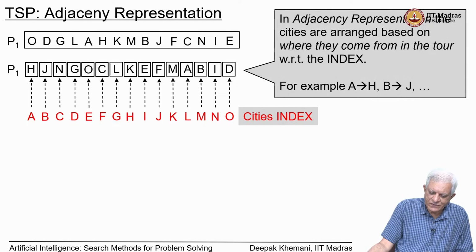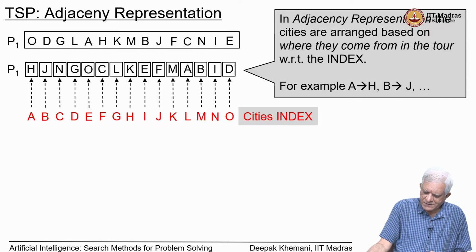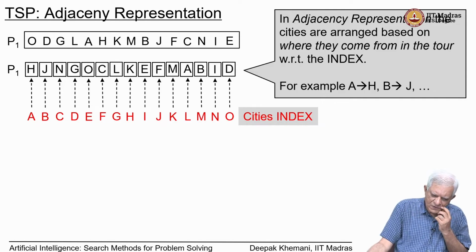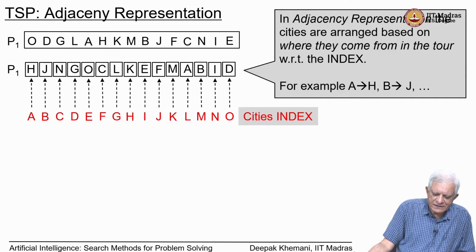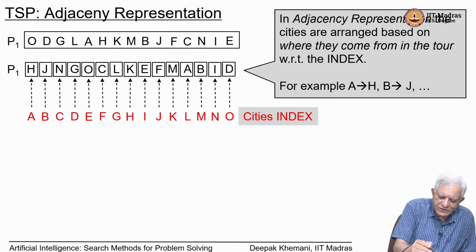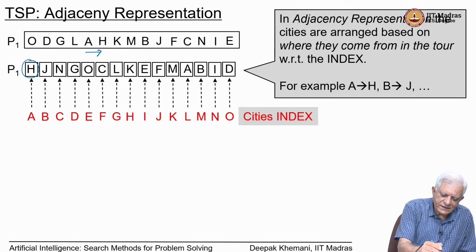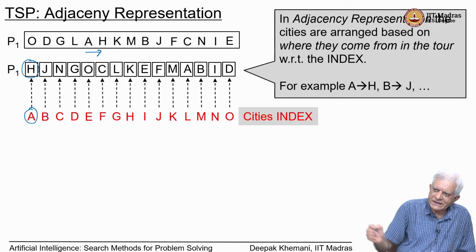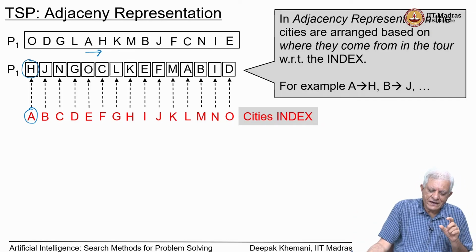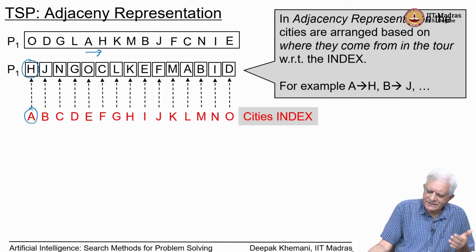then we construct the adjacency representation as follows: in the adjacency representation the cities are arranged based on where they come from in the tour with respect to the index. So, for example, if you look at the parent tour, you are going from A to H in the path representation. In the adjacency representation, you have stored H here because you are going from A to H. So, every city in the adjacency representation says that you are coming from the index city to that.